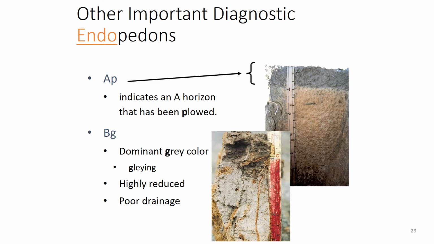Other important diagnostic endopedons are the Ap horizon, which is a surface horizon that has been plowed, or the Bg horizon, which is a horizon where water has logged the area, or it has basically been so saturated that the iron has turned to a gray color because it's been reduced. There's very poor drainage suggested by this. It's dominantly gray in color, and we call this a Bg horizon, and this is also evidence of a cambic horizon.